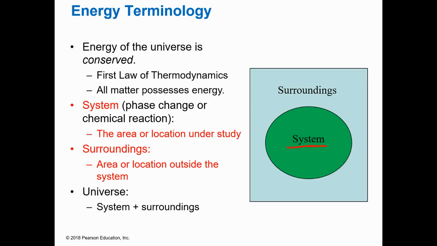We can observe things happening in the surroundings. So something that would be an example of this is like we're doing a reaction in a beaker or a flask and it gets warm. That's not the system getting warm. That's the surroundings getting warm because that's what we get to observe. And then this whole piece is just called the universe.